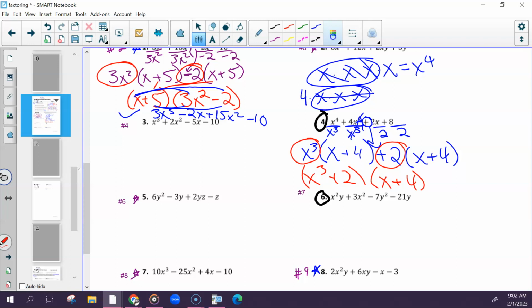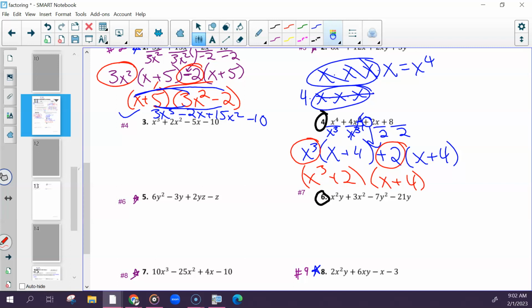Any other questions on that one? Where did the 2 come from in the first one? This one? Yeah. This is from the outsides. So look at the GCF that you factored out, the x to the third and the 2. Those get put together. Okay.